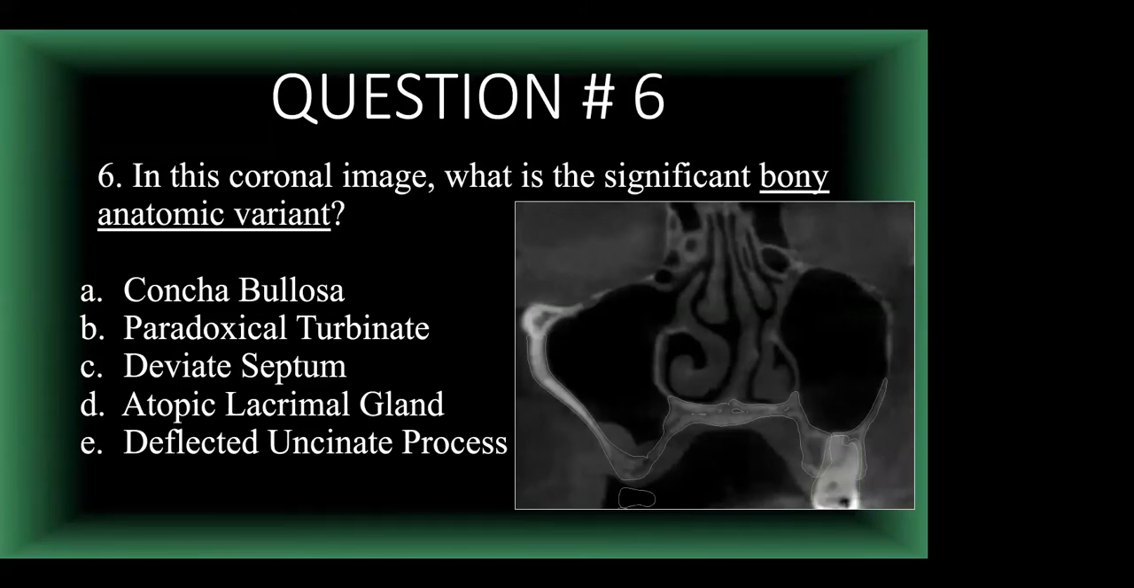Question number 6. In this coronal image, what is the significant bony anatomic variant? Is it a concha bullosa? Is it a paradoxical turbinate? Is it a deviated septum? Is it an atopic lacrimal gland? Or is it a deflected uncinate process? So look at this coronal image, and there's one significant bony anatomic variant that could cause a lot of complications to placing an implant or doing a bone graft in the posterior maxilla. So please pick A, B, C, D, or E.